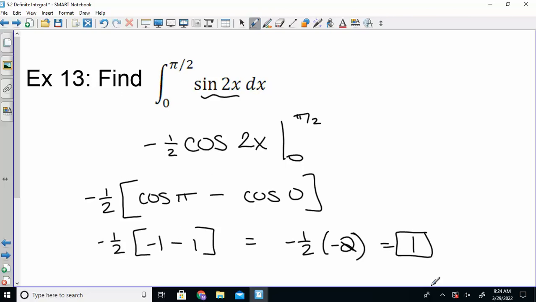It's okay to have negative answers on these because a negative just means it lies below the x-axis. So positives and negatives are okay. You can also get a 0 if you think about something that has the exact same amount above and below the x-axis. That would cancel out. So 0 is a possible answer.